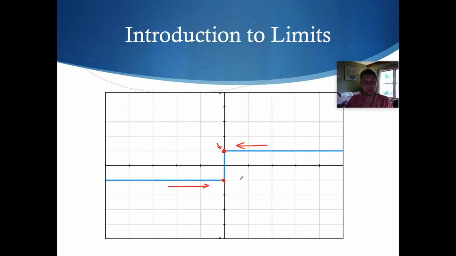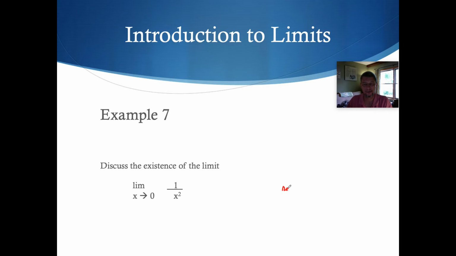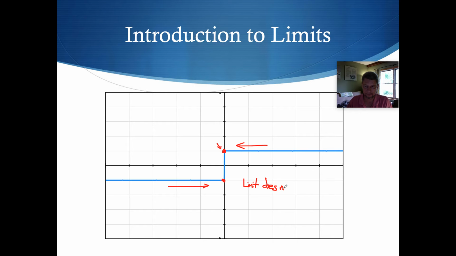In this case, it's important for you to note that because we are approaching two different values of y, the limit does not exist. Sometimes this is abbreviated, by the way, as DNE, does not exist. And this is because the values of y are not the same as x approaches from the left or the right.